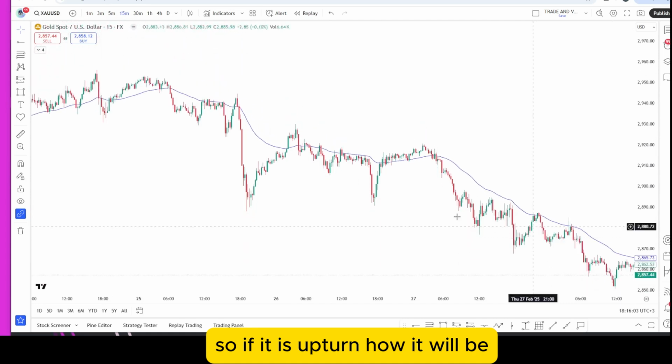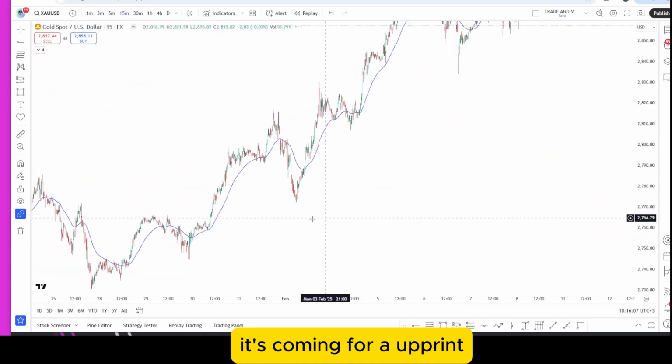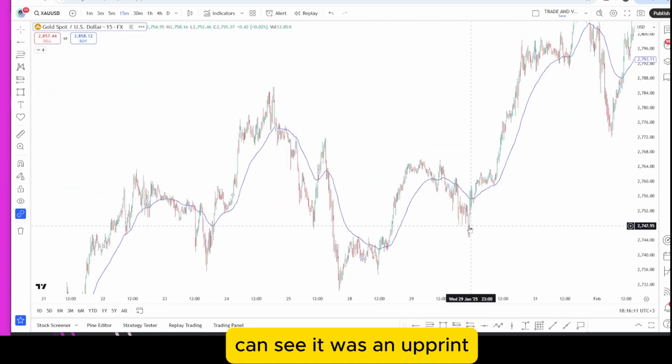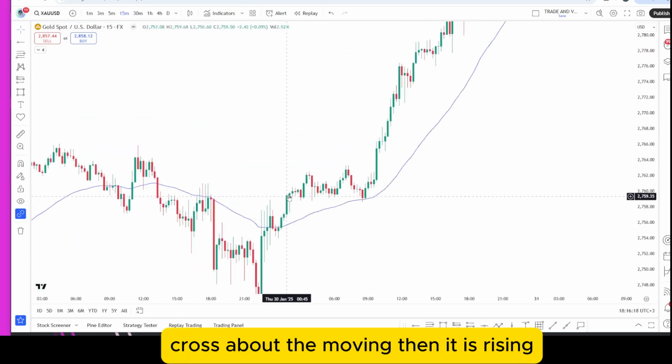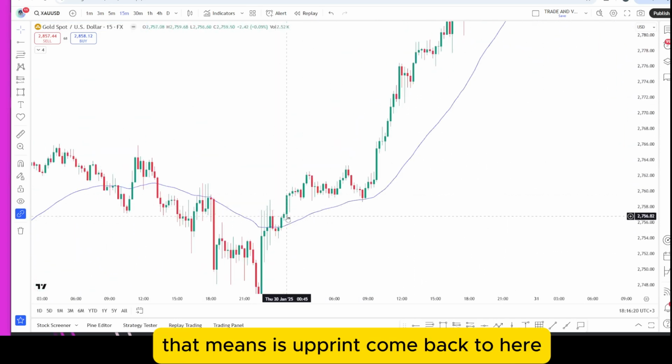So if it is an uptrend, how will it be? It's coming for an uptrend. You can see it was an uptrend. Price comes back to here, crosses above the moving average, then it's rising. That means it's an uptrend.